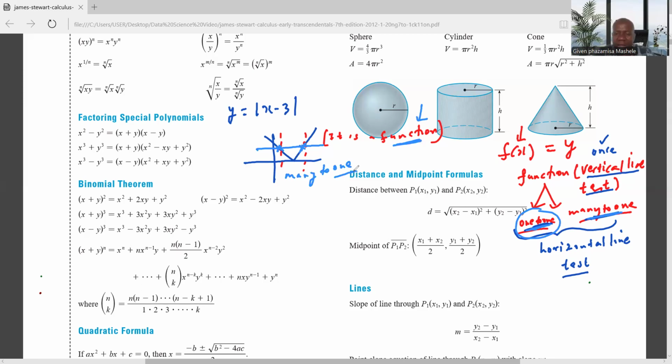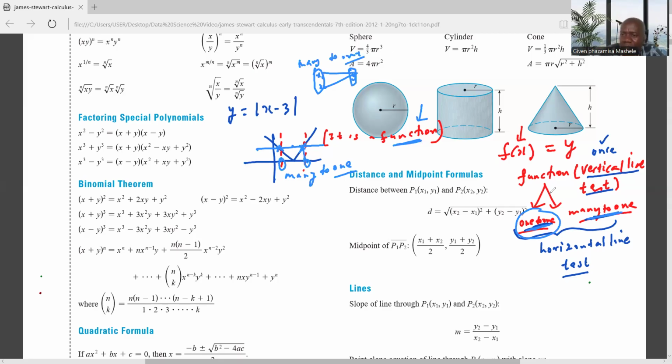Why many-to-one? It means now two values. If you look at this, you can have two values of x here which give us one answer at the end. So we have two values of x, which actually give us one value of y. So they're moving from many to one.